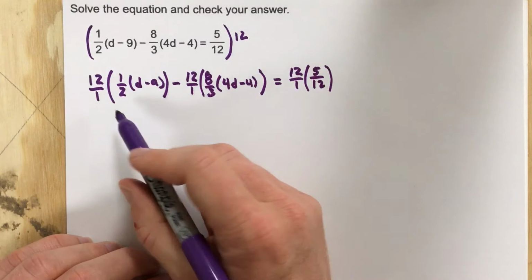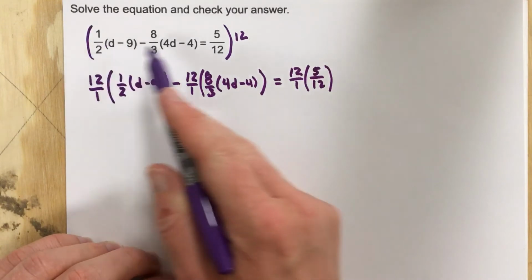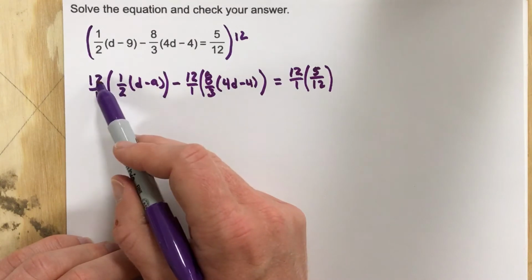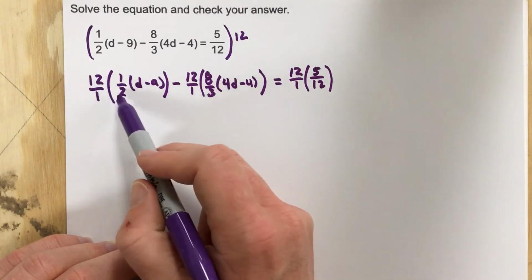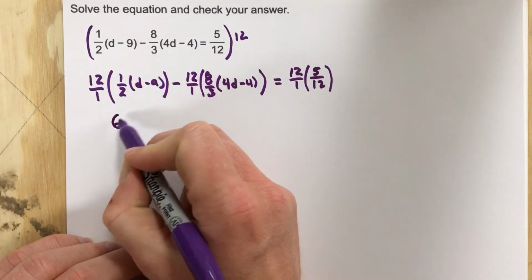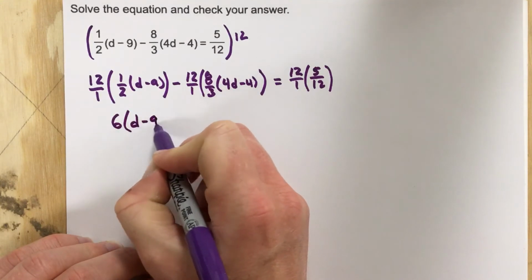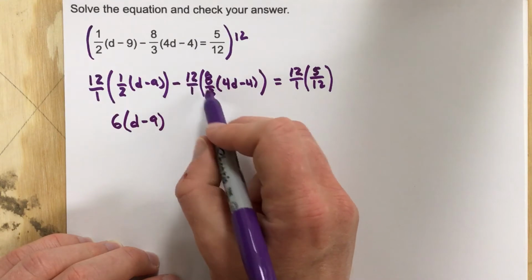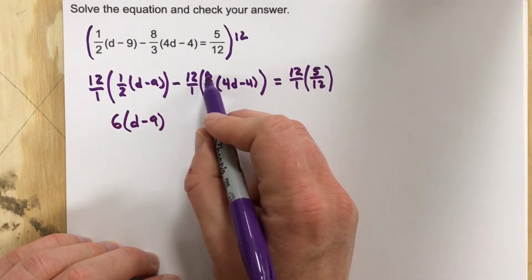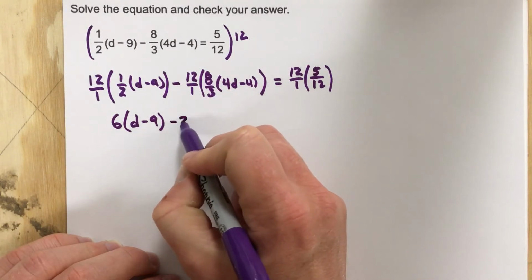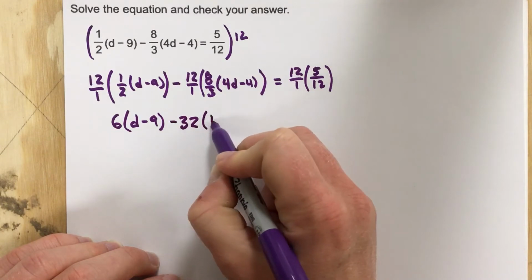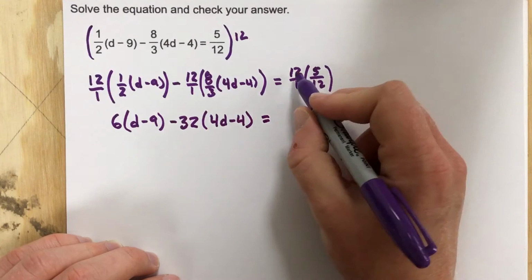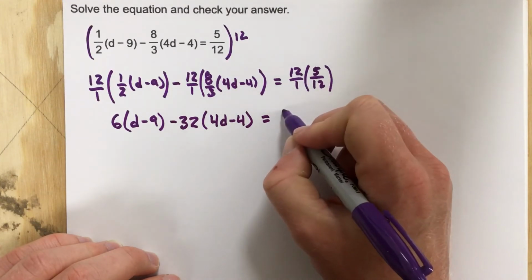So as you can see there, I essentially took 12 and I multiplied it times each of these terms. Now you can see that when you multiply this, 12 over 2 is 6, so I end up with just 6d minus 9. And then when I multiply 12 here, 12 over 3 is 4, so I end up with 4 times 8, which is minus 32. And then 4d minus 4, still in parentheses, haven't distributed yet. 12 over 12 cancels, leaving you with 5.